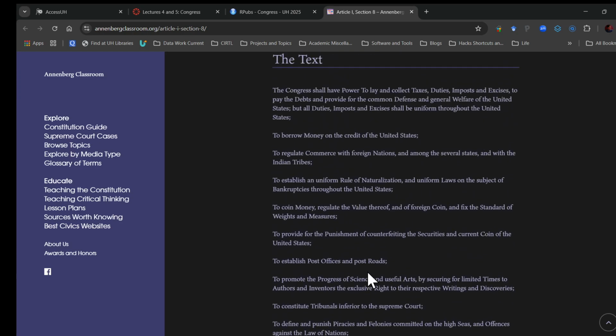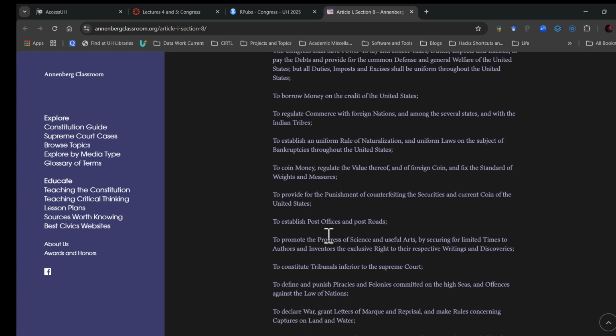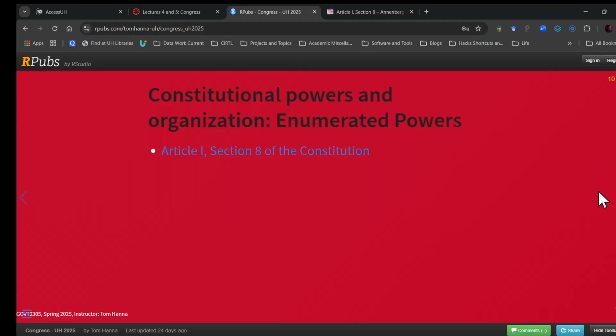Some of you may want to read that, and I really would. I suggested earlier in the semester, well, I didn't really suggest, I said you were supposed to read the Constitution. The Constitution isn't that long. This Annenberg Constitution Guide is really good if you get in there, even if some of the language maybe gets in your way. But this is the list.